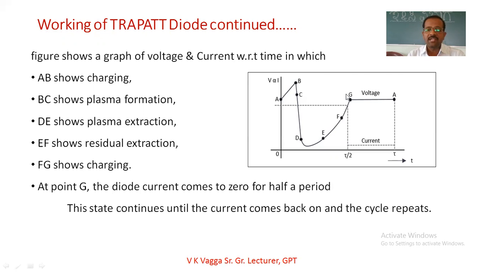And again when it attains the point G, the diode current comes to zero for half a period. So that half cycle has been completed now. For another half cycle, it is going to retain its position until the next cycle gets started, and again it will increase from A to B. Again this cycle is going to be repeated. In this way the working takes place.